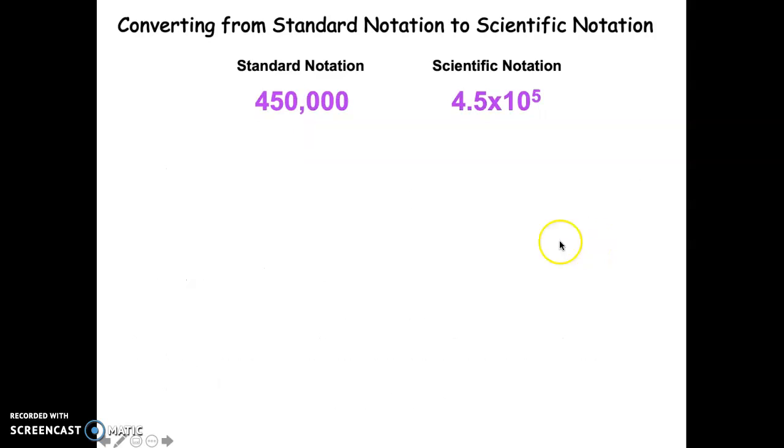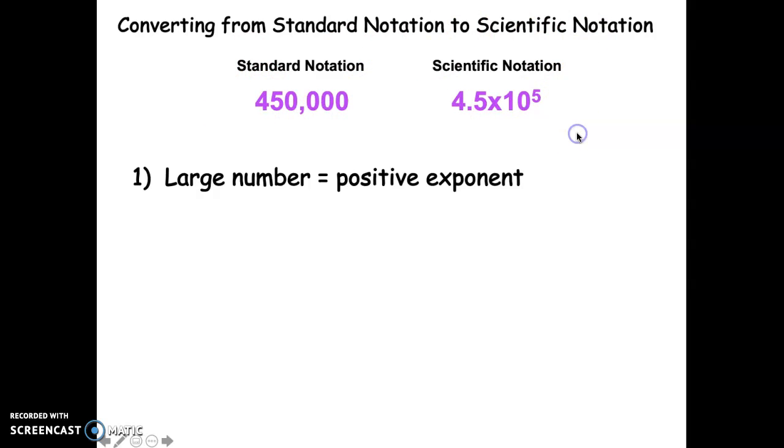Okay, take a look at this one. We're converting from standard notation to scientific notation. So here are the steps. I first look at the number, and it's a big number. So I know my exponent on my power of 10 needs to be positive. There we go. I just go ahead and put it in there.